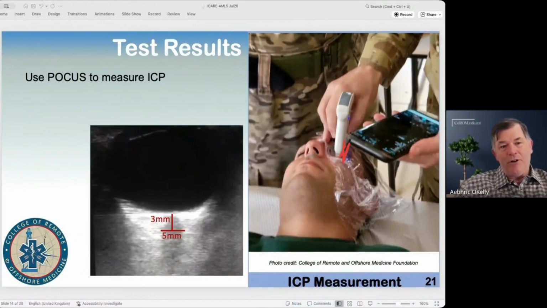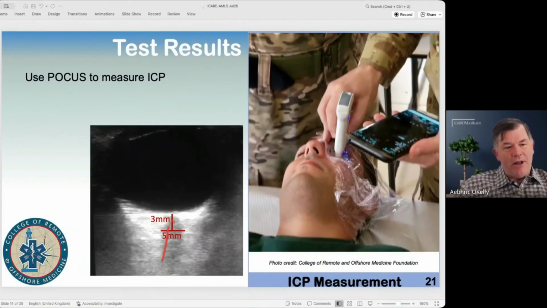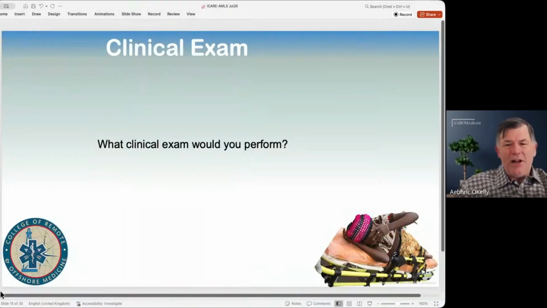And then this fellow here is using the linear probe, which is pretty good. I use my IQ Butterfly, it works as well. And I'm going to get a really good view of the back of the eye. And we measure 3 mils down from the globe, the fluid of the eye. And then from there, we measure the optic nerve and we trend it. We trend it.